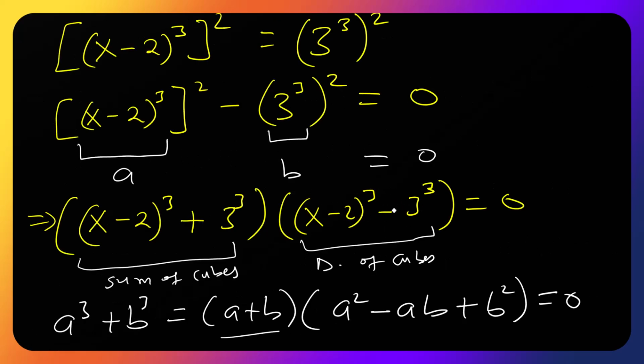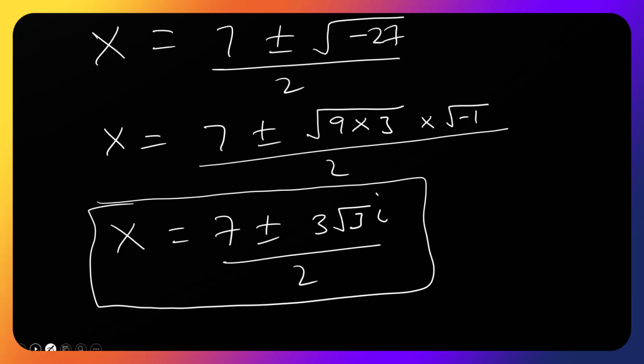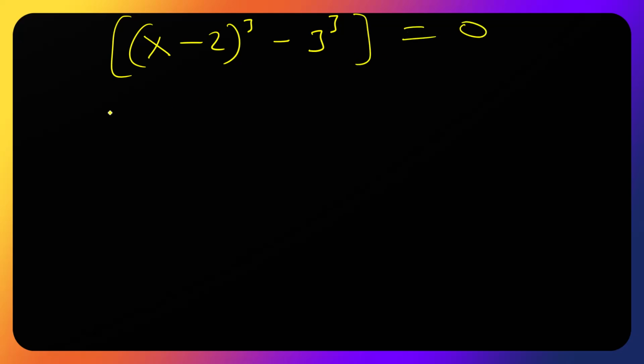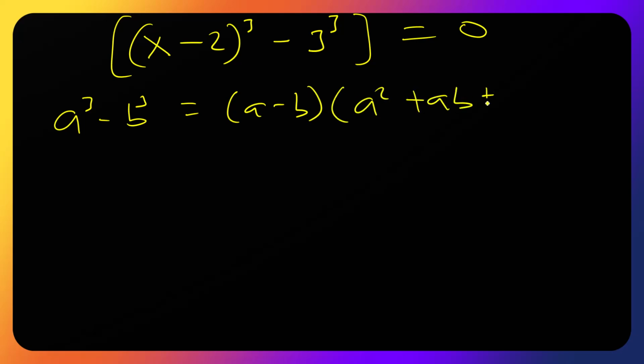Now let's look for the other one. So this time you will dive into the difference of cubes. That will be (x minus 2) cubed minus 3 cubed. Okay, so let's look at that. So we have (x minus 2) cubed minus 3 cubed equals 0. So given a cubed minus b cubed is simply a minus b, times a squared plus the product plus b squared.